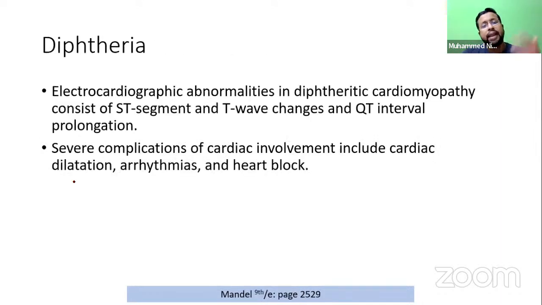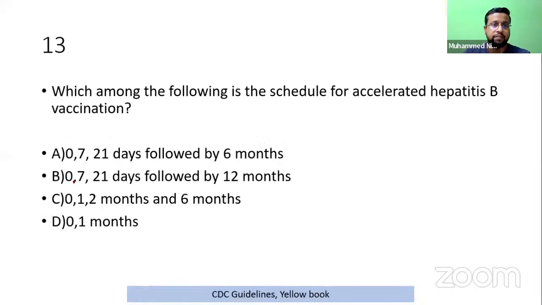Diphtheria, again, can also cause various cardiac arrhythmias and heart blocks. So diphtheria was an option, and diphtheria definitely can cause heart blocks. The answer will be HIV.